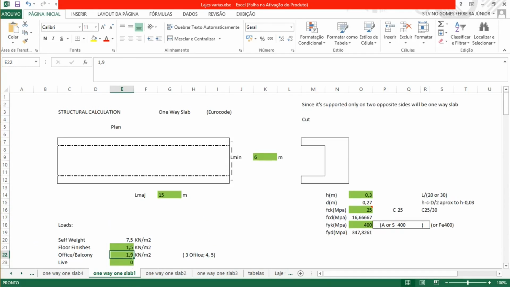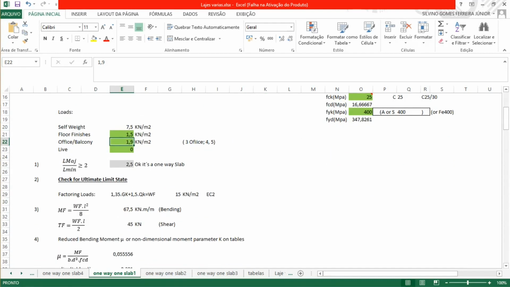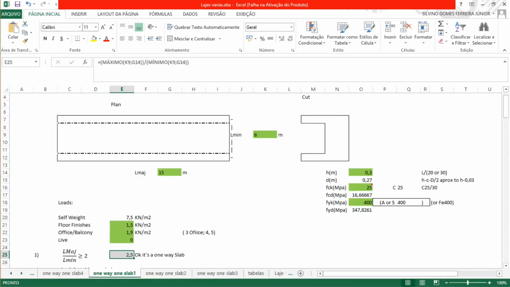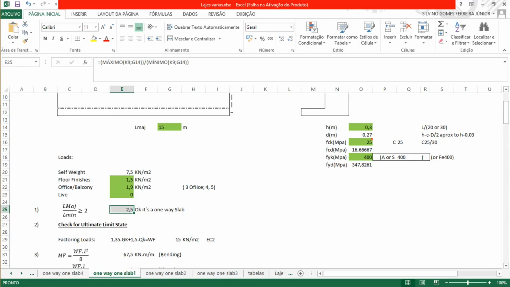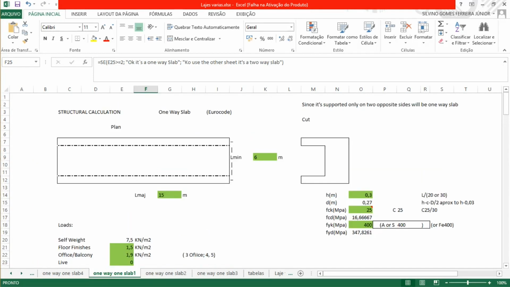A way to know if it's a one-way slab is usually dividing the longer span by the minor span, and if it's bigger than or equal to 2, it's a one-way slab. In this case we divide 15 by 6, which gives us 2.5. So it's a one-way slab. In this case the main reinforcement will be here on the bottom.